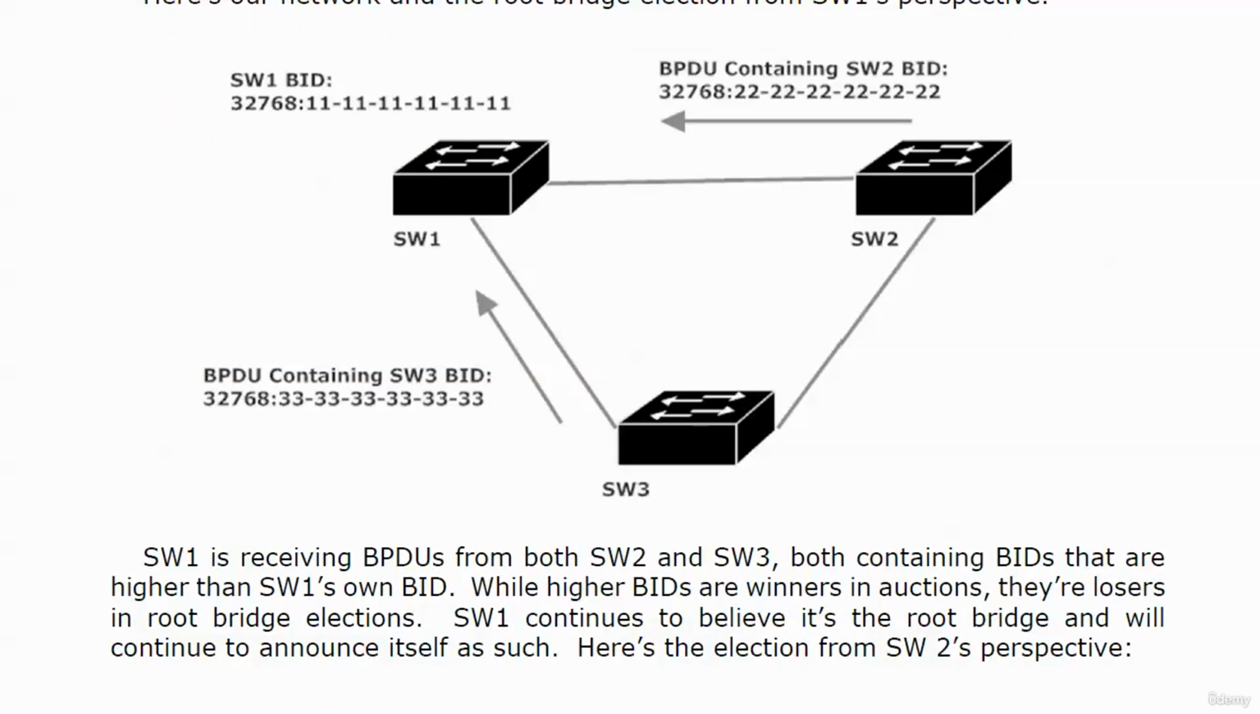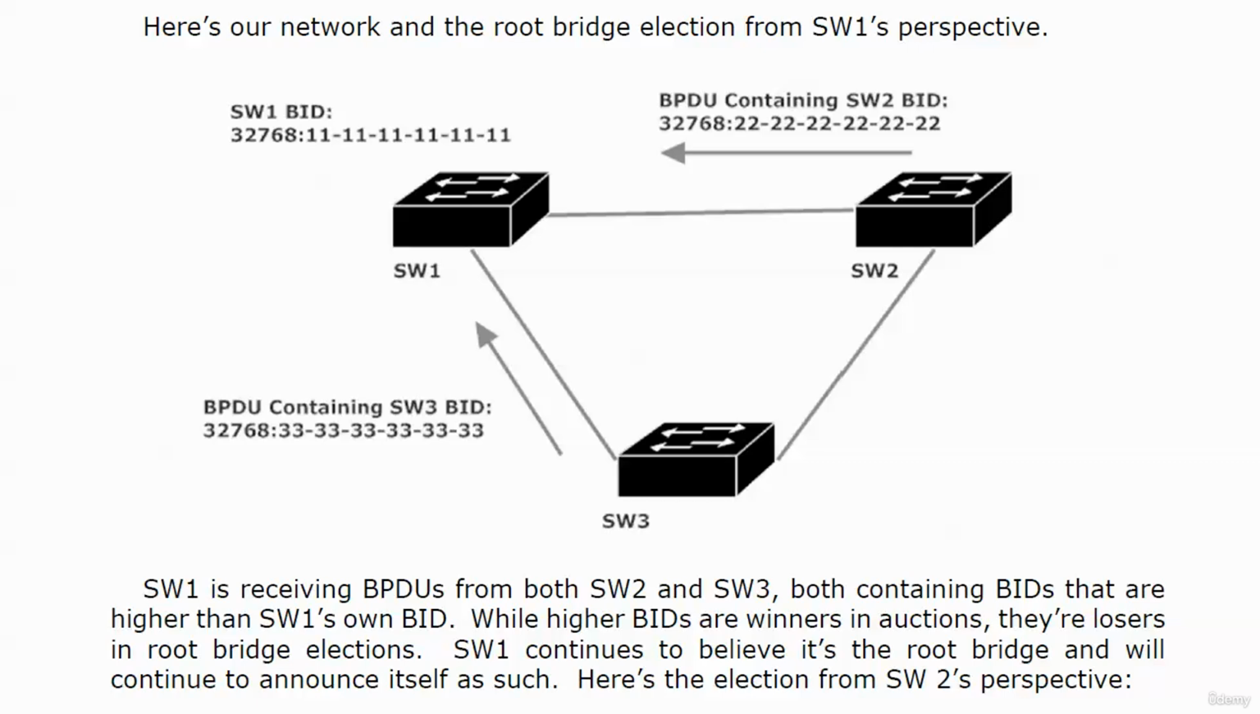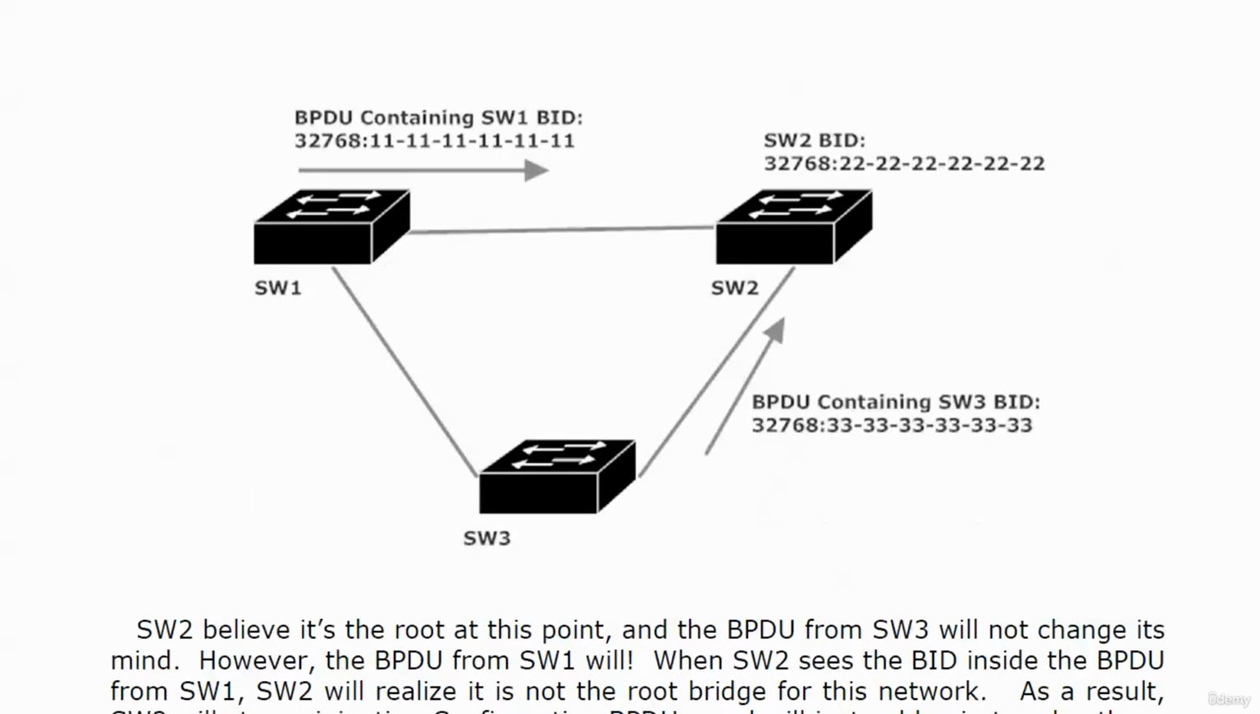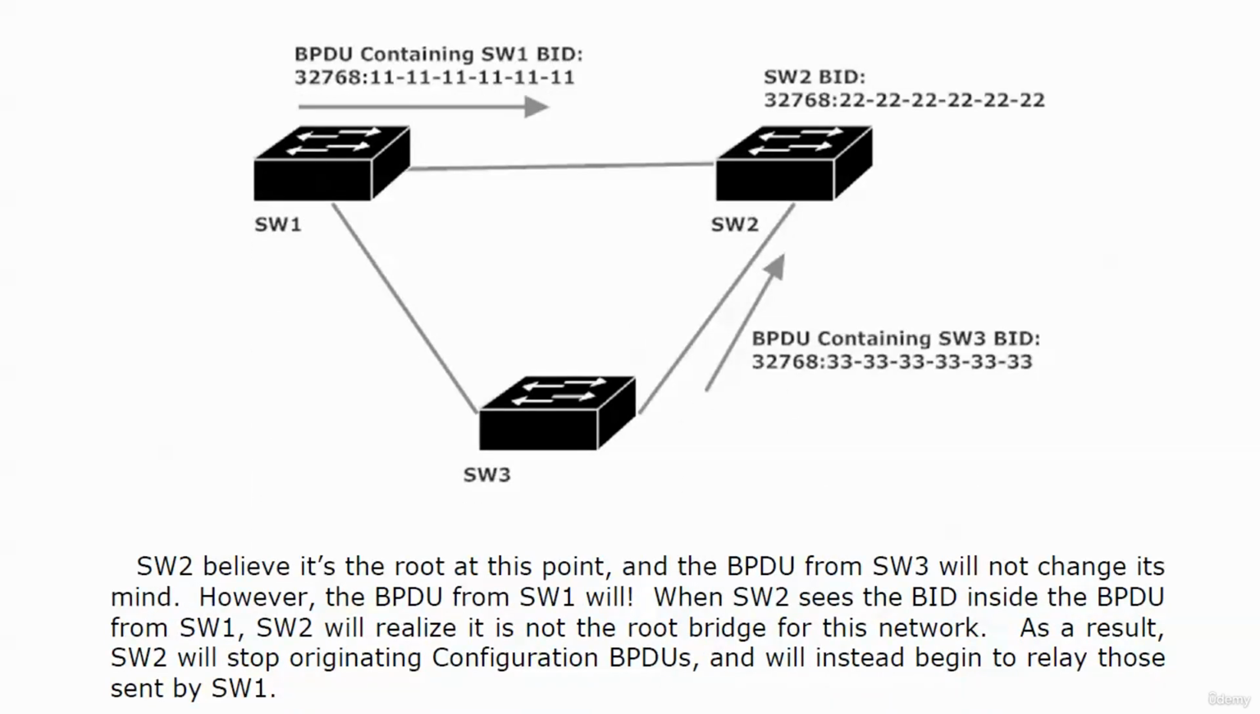Now here's our network and the root bridge election from switch 1's perspective. Switch 1 has its own bid and it's getting bids via BPDUs from switches 2 and 3. Switch 1 opens those BPDUs up, looks at the bids, and says, hey, these are both higher than mine. I'm not getting any incoming bid that is better than mine. So switch 1 will continue to believe that it's the root bridge, and it's going to continue to announce itself as such.